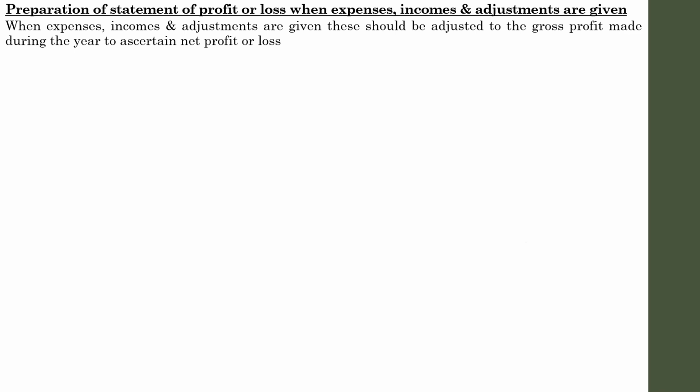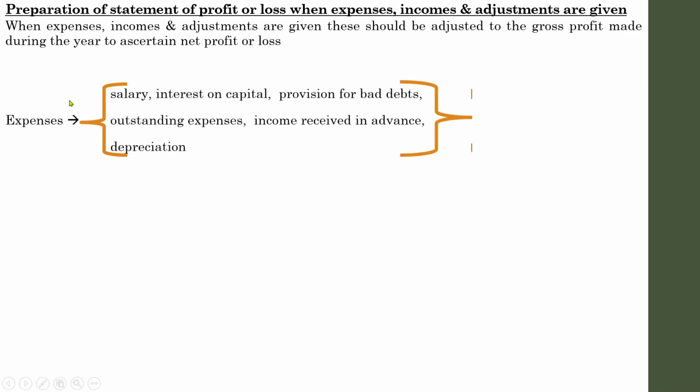We all know what is meant by expenses and what is meant by incomes. Expenses are a certain amount which has been spent by the business or businessman during the period as a part of smooth operations of the business. That is known as expenses. Some of the expenses are as follows, such as salary, interest on capital, provision for bad debts, outstanding expenses, income received in advance, and depreciation.